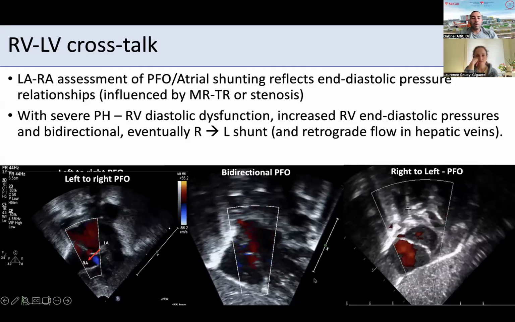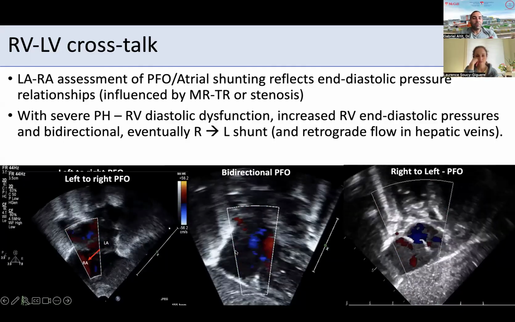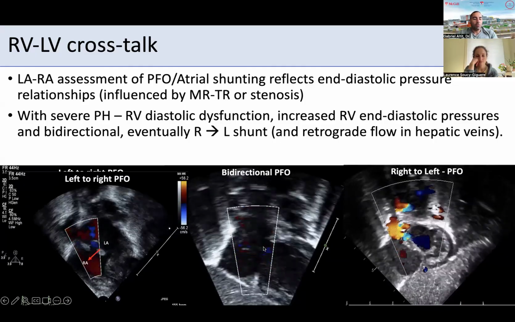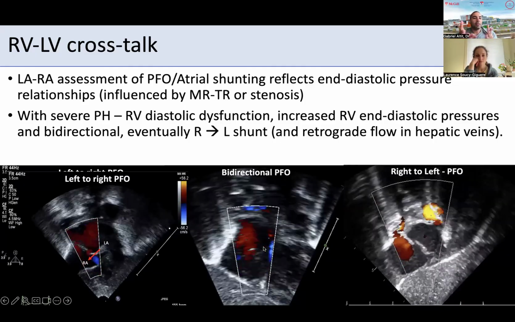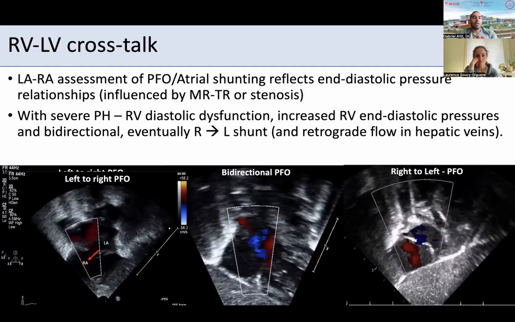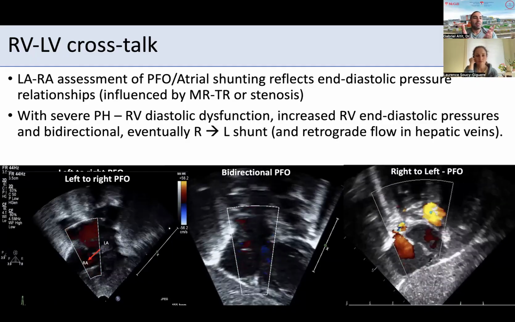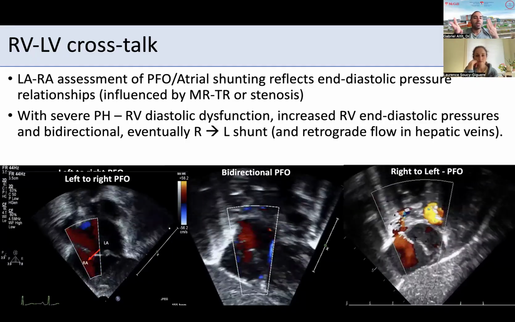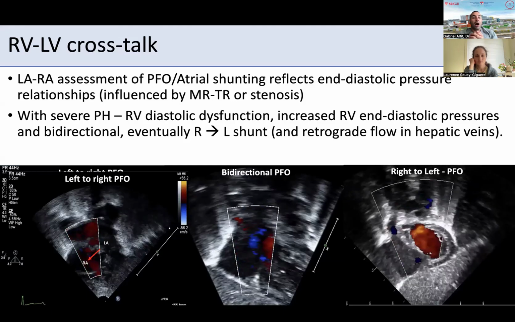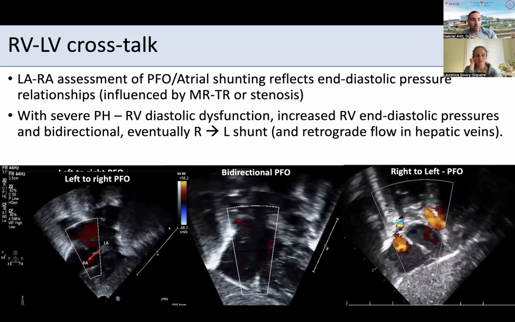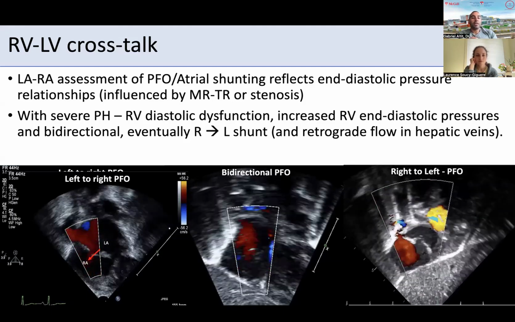So most babies in the first day of life will have a bit of a bidirectional PFO. Why? Because the RV has been dominant and it's still a bit hypertrophied. And so the RV end-diastolic pressure is similar to the LV end-diastolic pressure. So it's not unusual to have this right to left shunt. Also, the PVR is currently dropping. So the pulmonary blood flow is progressively increasing.